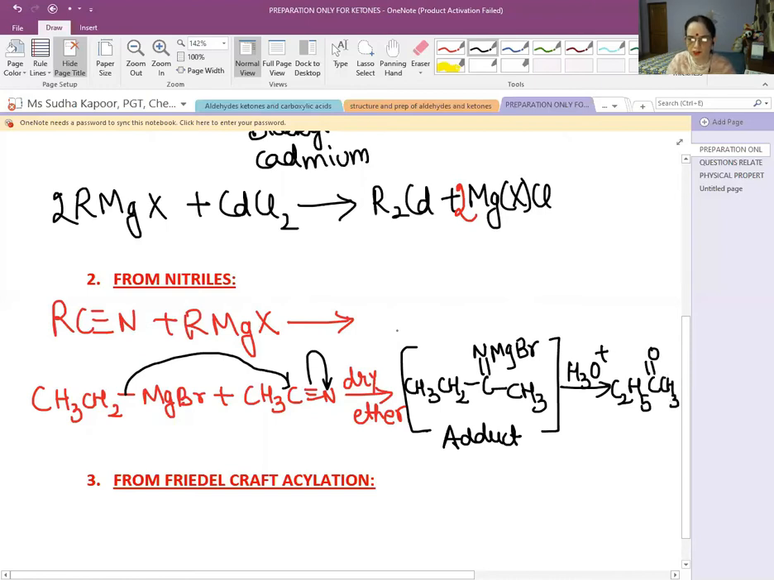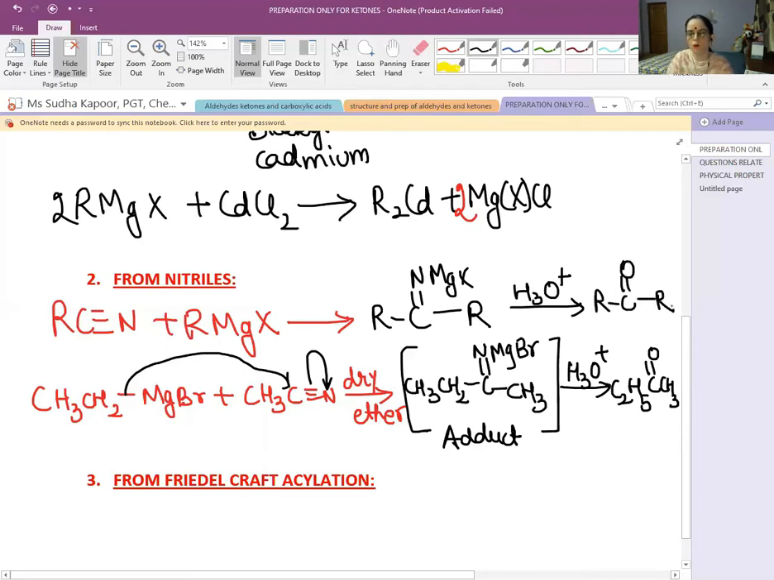So in the case of nitriles, we can write it as RC double bond NMgX, and then R, and on treatment with H3O positive, followed by a small amount of heating, RCOR is obtained. So from nitriles, by using the Grignard reagent, we can apply this method followed by acidic hydrolysis to get the ketone. So the first method is from the acid chloride and the other is from the nitriles.